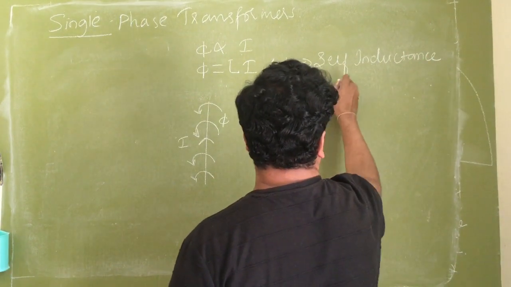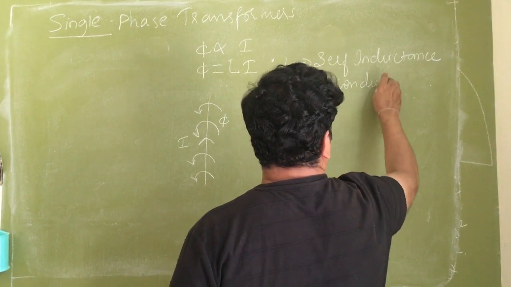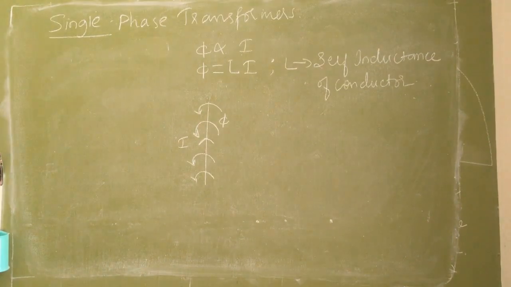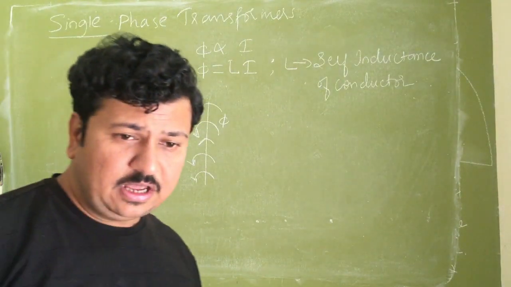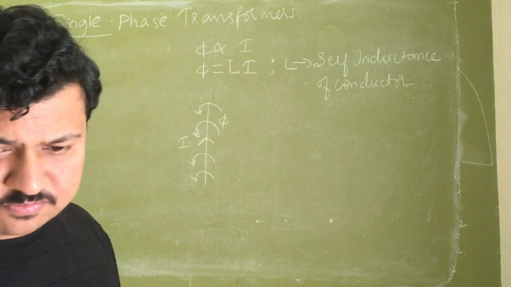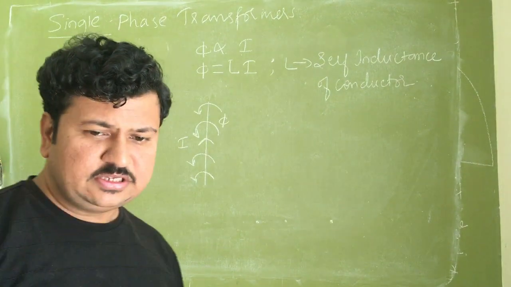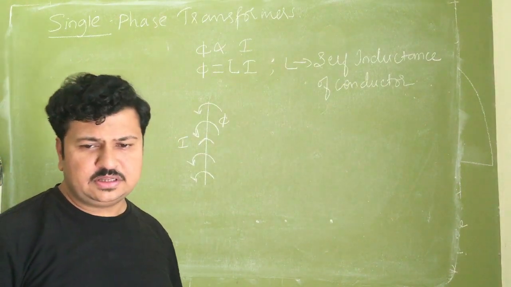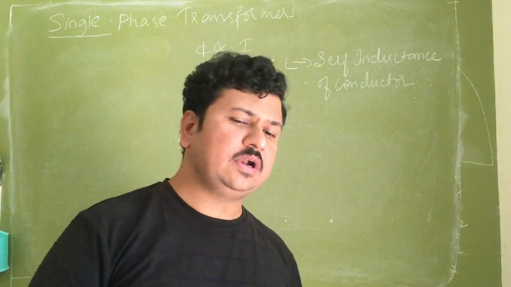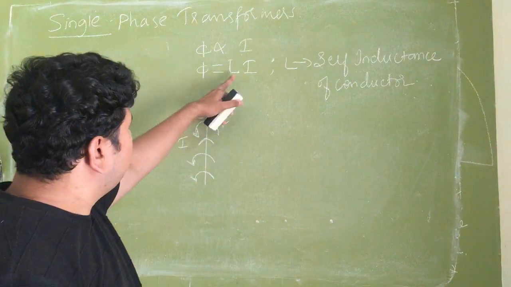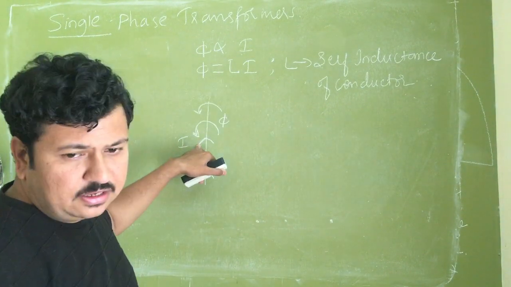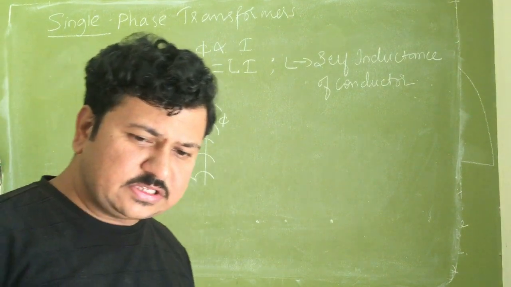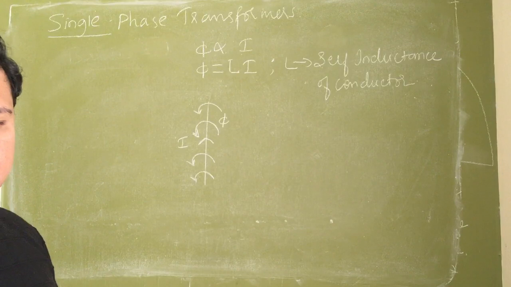Self-inductance of a conductor. Now, how do we know whether the conductor possesses self-inductance? That is already decided at the time of fabrication of the conductor: whether that conductor should have self-inductance or not. If the self-inductance of the conductor is 0, then even if it carries current, it won't create any flux.